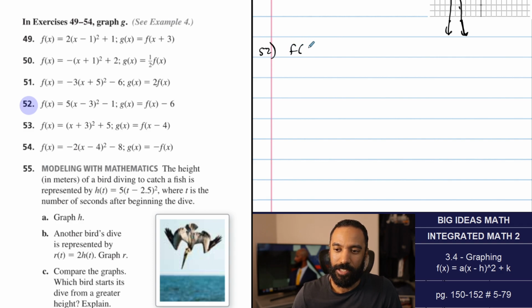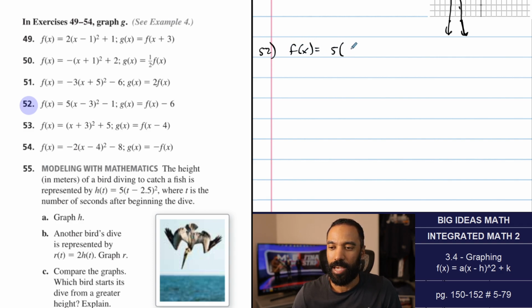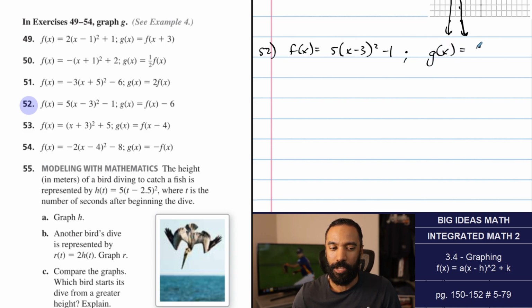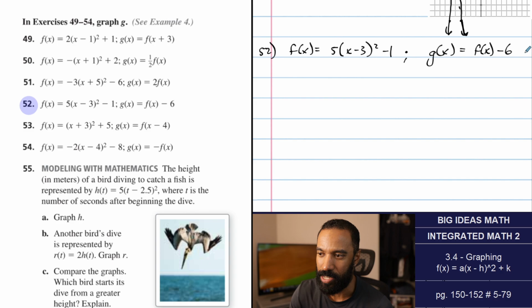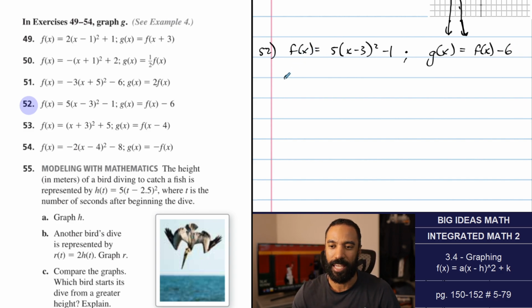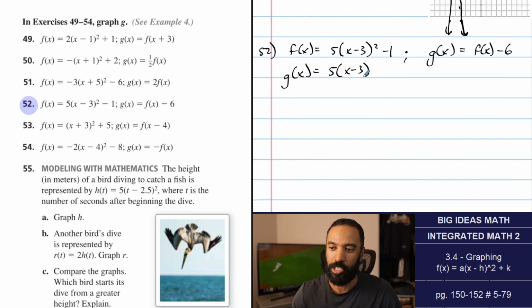Number 52. We have f of x equals 5 times x minus 3 quantity squared minus 1. And g of x equals f of x minus 6. So we're going to translate everything 6 units down. Really what it's going to do is take this negative 1 and make it 6 less. It'll make it negative 7. So g of x is 5 times x minus 3 quantity squared minus 7.